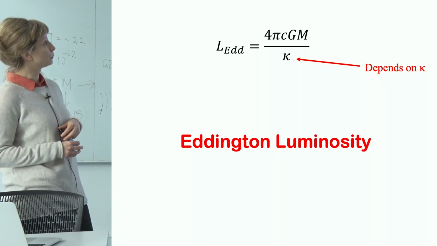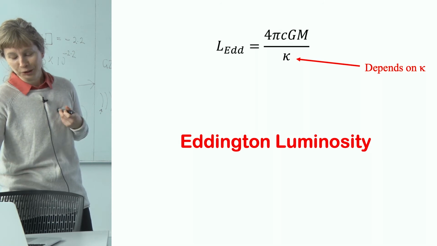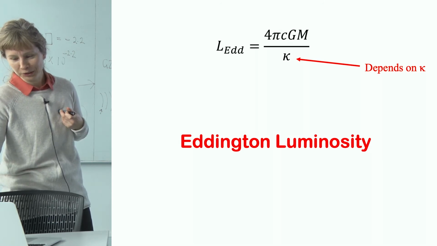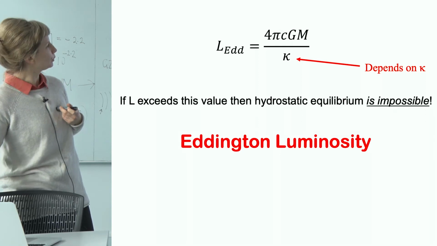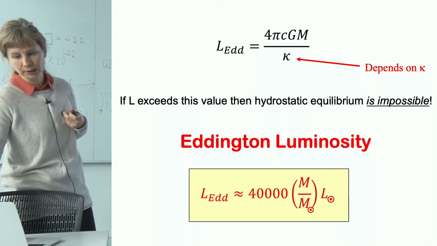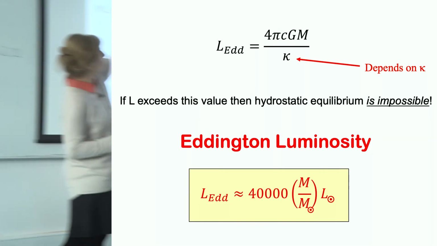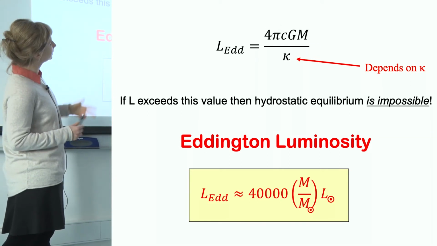So our luminosity depends on kappa. Or I should change that. That's okay, I should actually write that out. So this means if the luminosity exceeds this value, then hydrostatic equilibrium is basically impossible, and this is known as the Eddington luminosity. We can rewrite this in terms of 4 pi, speed of light, G.